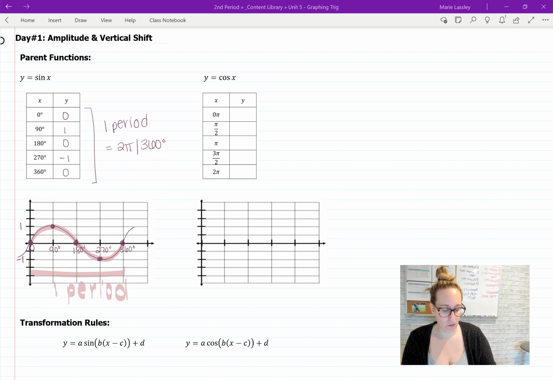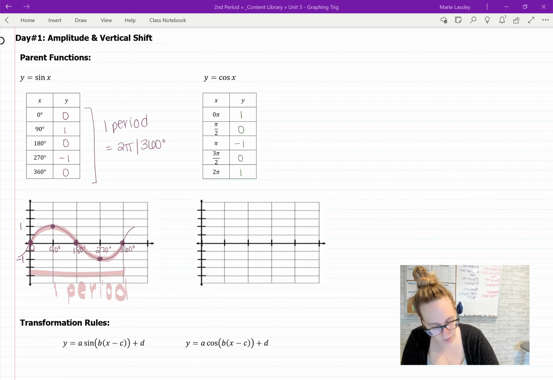All right, moving over here to cosine. So now we're going to fill the values in for our cosine function. At 0, cosine is 1. At pi over 2, cosine is 0. At pi, we have negative 1. 3 pi over 2 is 0, and 2 pi is 1. So we've repeated our values. We started with 1, we went through all the values, and we ended up back at 1.